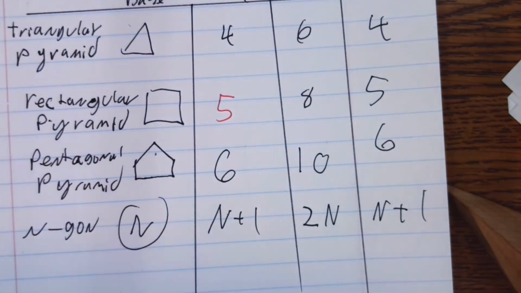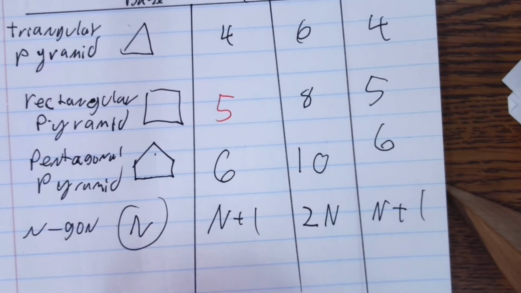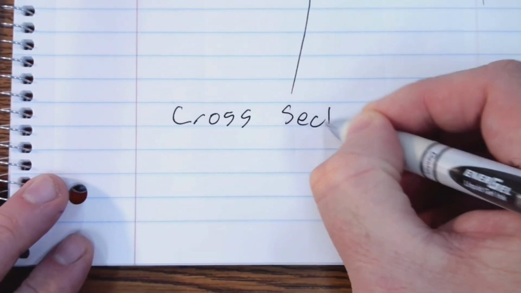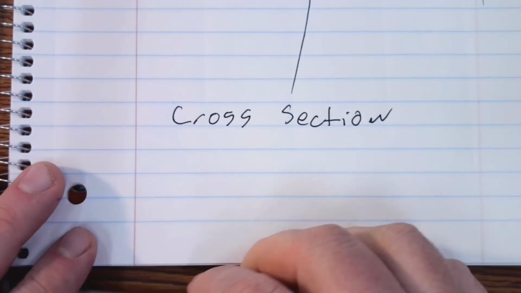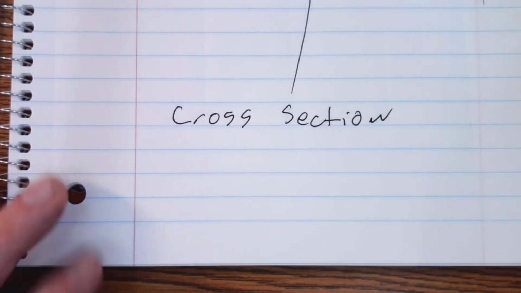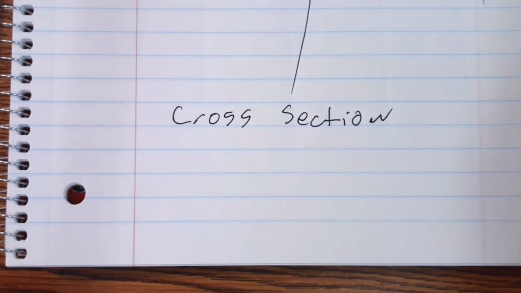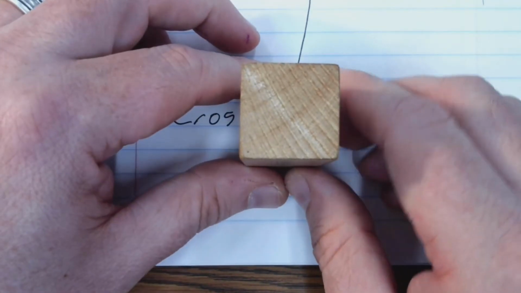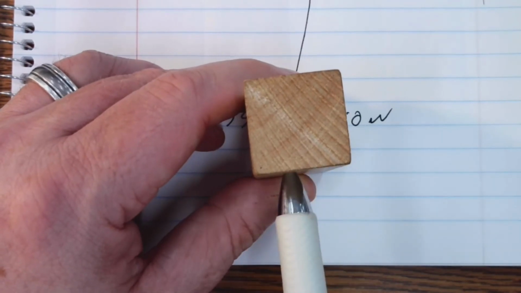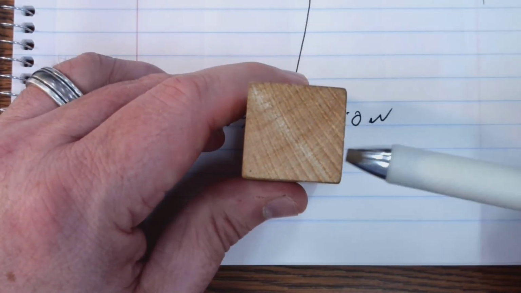All right, the last thing we need to do in notes is, I forget the word. It's cross section. The cross section. Basically a cross section is if you cut a shape, what would the cross section look like? So let's look at this shape. What if I were to cut the shape right here? Okay, so I'd just cut it like this.